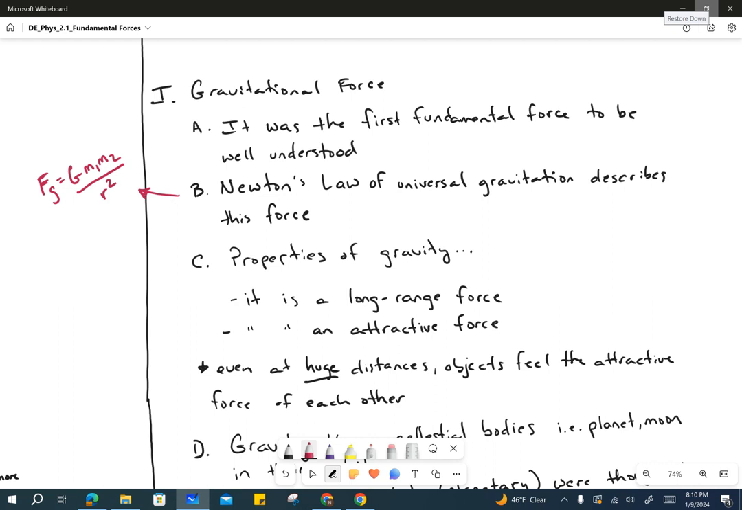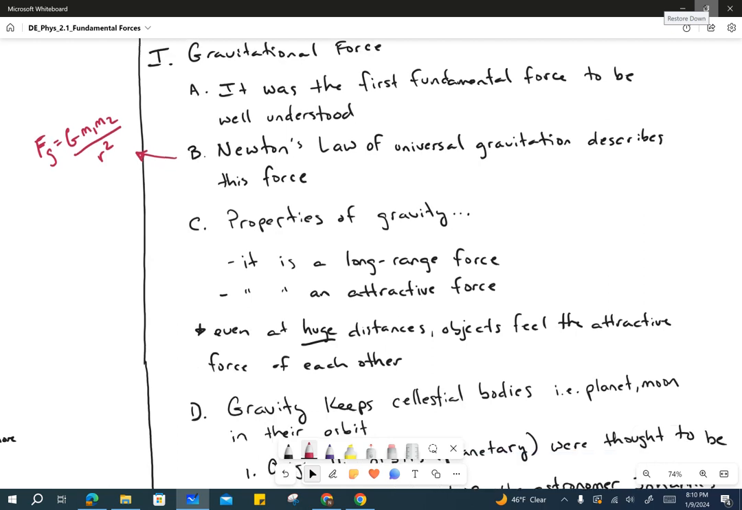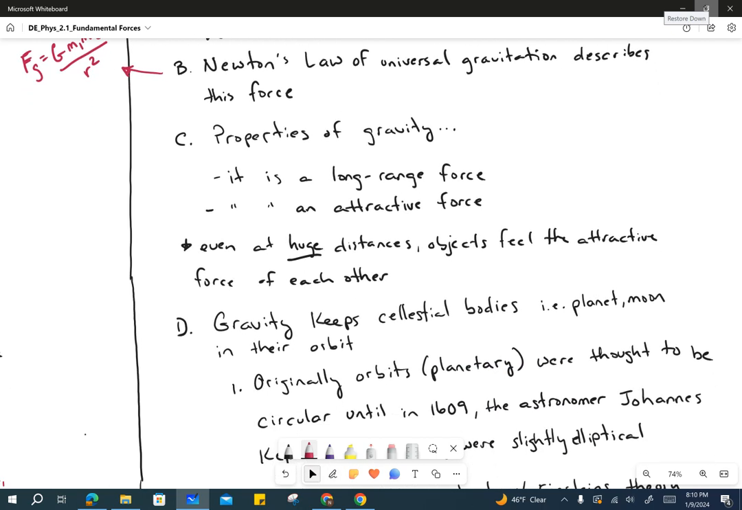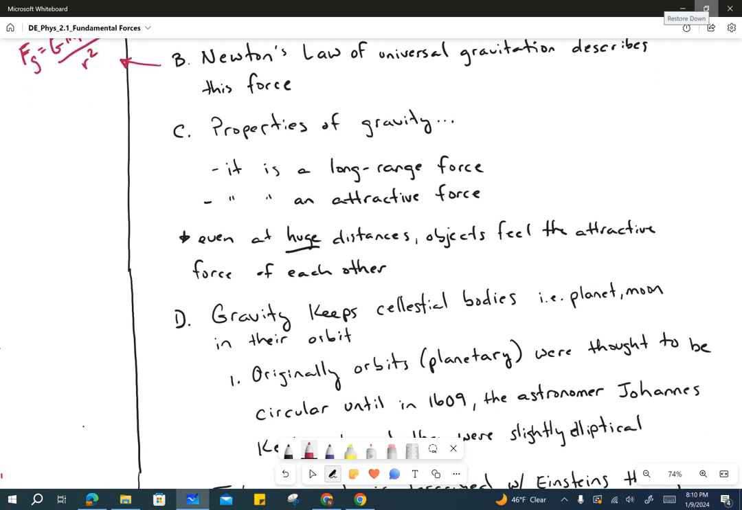Could you imagine if you were on one end of the universe and you had a planet, and then you went all the way to the other end of the universe? We're talking massive distances. Would those 2 objects be able to affect each other gravitationally? The answer is yes, even though it would be very, very weak. They work at infinite distances. It's kind of something that's difficult to wrap our heads around. So even at huge distances, objects feel the attractive force of each other.